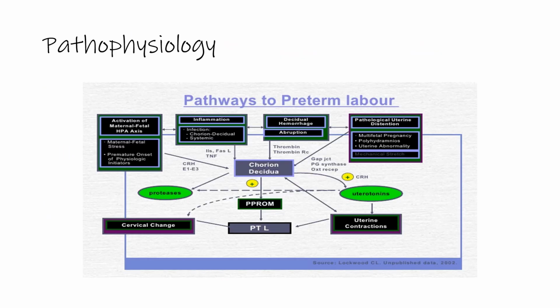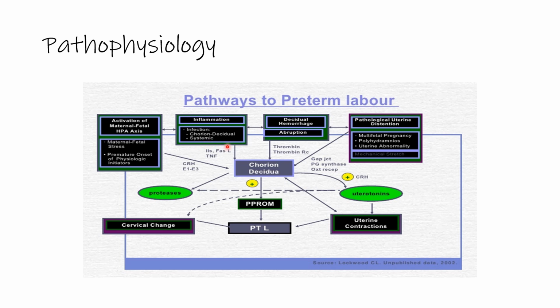So the pathophysiology behind preterm labor, we usually have four pathways resulting in preterm labor. The first pathway is activation of the maternal fetal HPA axis. This is when, for example, you have maternal or fetal stress, which will later result in production of cortisol, which will later increase the production of prostaglandins, and later lead to premature onset of physiological initiators of preterm labor. You can also have inflammation, one reason for which is infection, and in addition, chorion decidual activation and systemic infection or systemic inflammation.